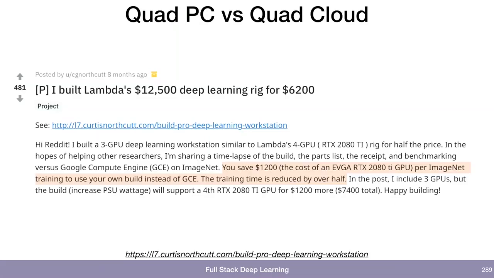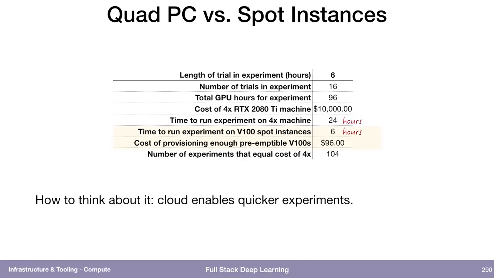Here's a Reddit post that I saw, in which this person built basically a 2080 Ti 3X GPU machine. And he said you save $1,200, which is the cost of one of those GPUs, every single time you train on ImageNet if you use your own build instead of Google Cloud Engine, which I thought put it in perspective. And it's also twice as fast because he wasn't using the V100, he was using the K80.